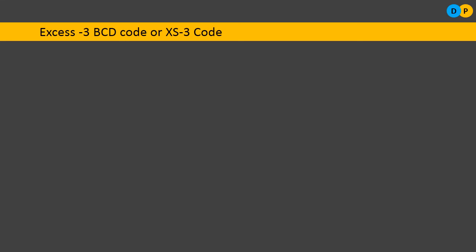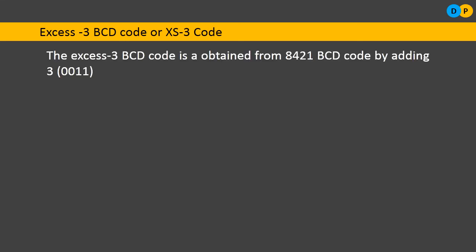So what is this XS3 coding system? We will be representing the code primarily in BCD, but after that, for each code, we will be adding an excess of 3. I'll be showing it to you. Please notice here, the XS3 BCD code is obtained from the 8421 BCD code by adding 3, the decimal value 3 in binary.